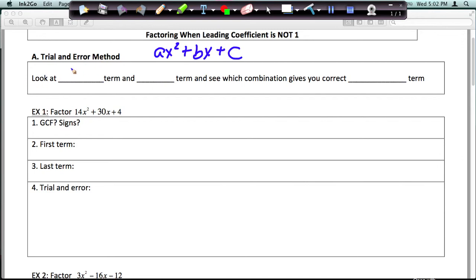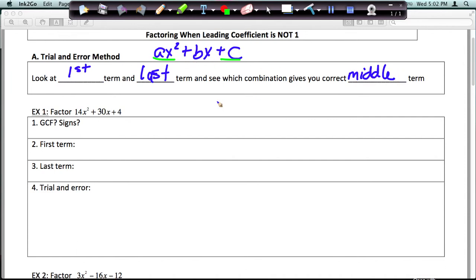So what you're going to do is look at the first term. In our case, that would be the ax squared. And then you're going to look at the last term, which is c, and you're going to factor those two, and then you're going to check, this is the trial and error, to see if it gives you the correct middle term. So remember, the middle term is whatever you get from the outside and the inside terms.